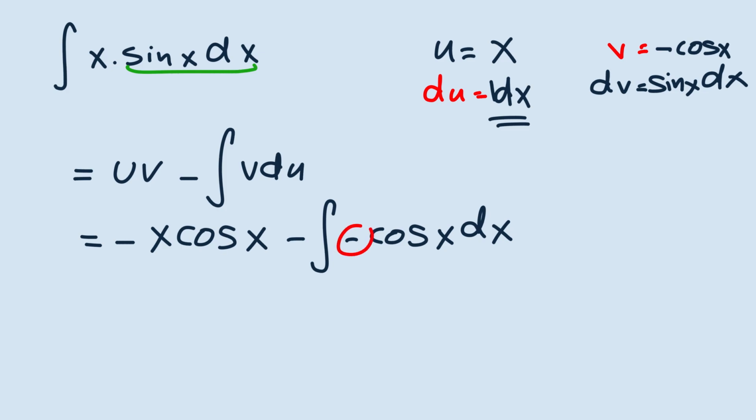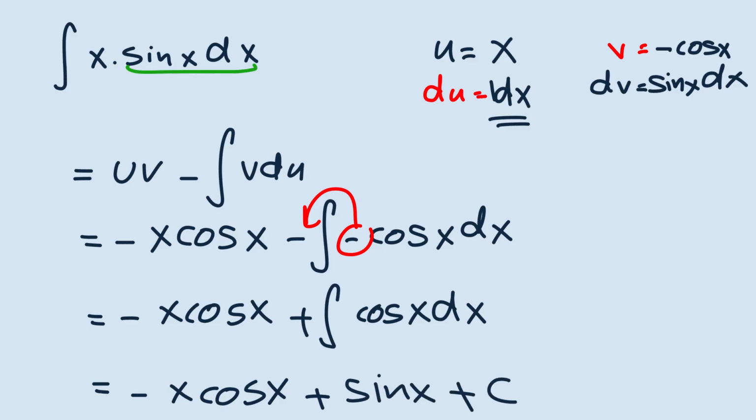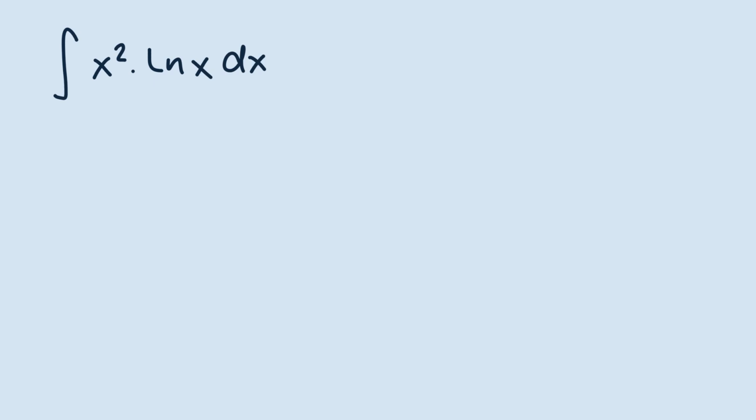Now, since we have a negative sign here, I can take it and bring it to the front. So it will be a positive sign. So it will be minus x cosine x plus integral of cosine x dx. Now, the integration of cosine x will be sine x. So the final answer will be minus x cosine x plus sine x, and we should not forget plus c. Try to solve this question, then check your answer.